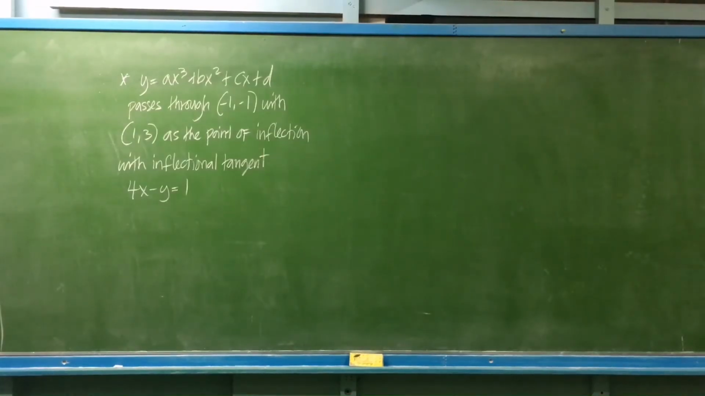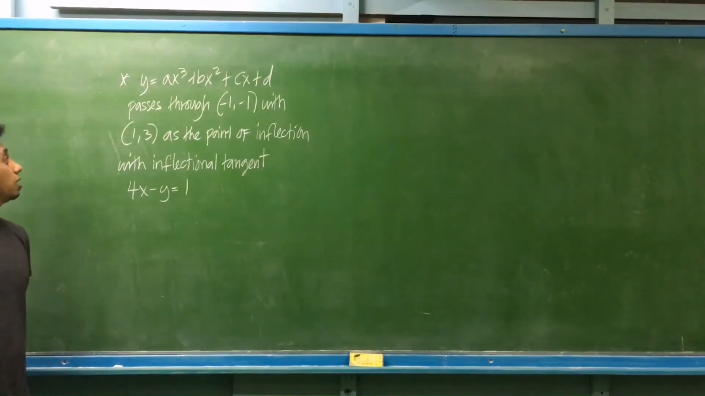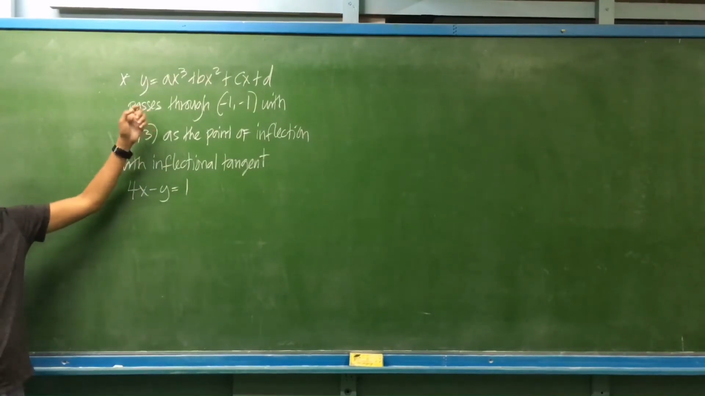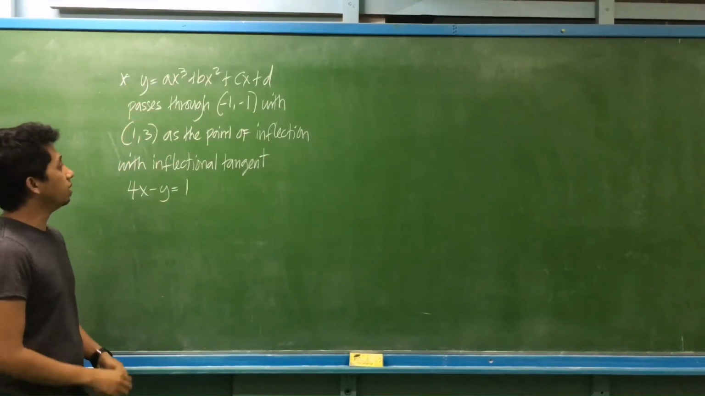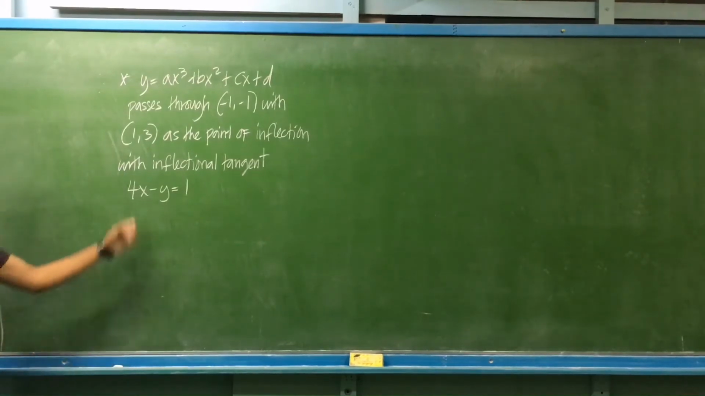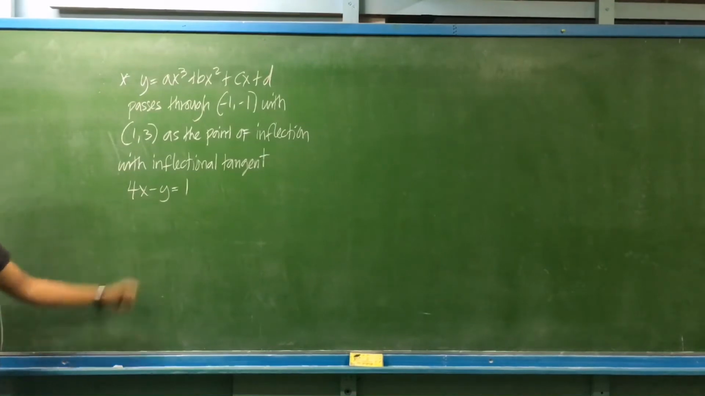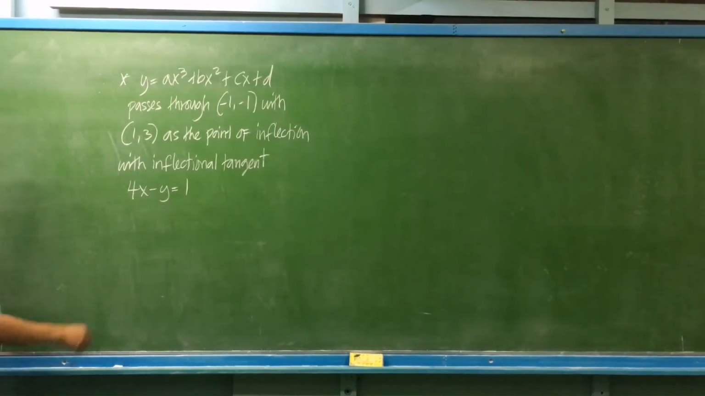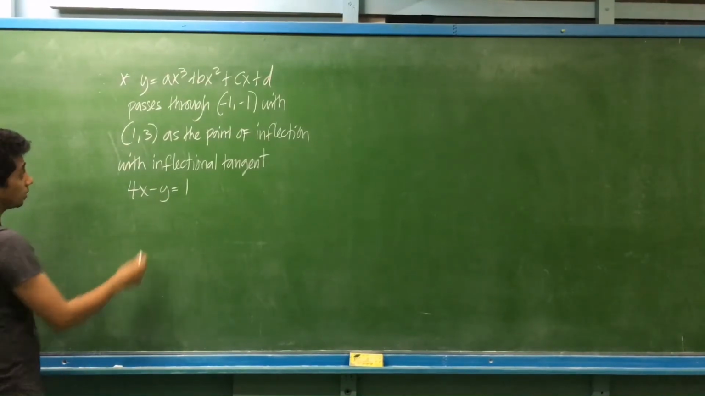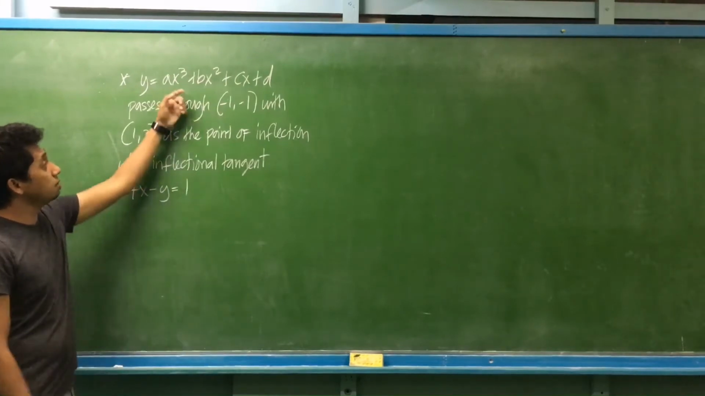Alright, so let's have another example. For example, we have a curve y is equal to ax cubed plus bx squared plus cx plus d passes through the point -1, -1 with 1, 3 as the point of inflection with an inflectional tangent 4x minus y is equal to 1. So for example, di pa natin alam yung itsura ng curve since we don't know these values. Okay, a, b, c, d.